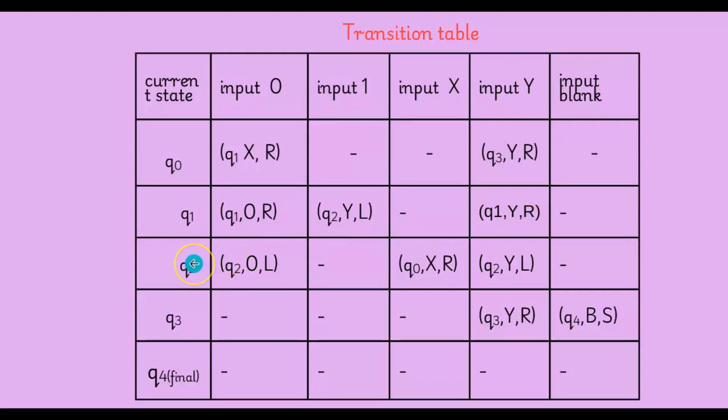When the state is Q2 and the input symbol is 0, keep it as it is, stay in Q2, and move left. When you find an x, Q2 goes to Q0, keep it as x, and move right. When the input is y, keep it as y, stay in Q2, and move left. When you are in Q3 and the input symbol is y, keep it as it is and move right to reach the blank. When you reach the blank, go to Q4 and stay there. That is the final state.